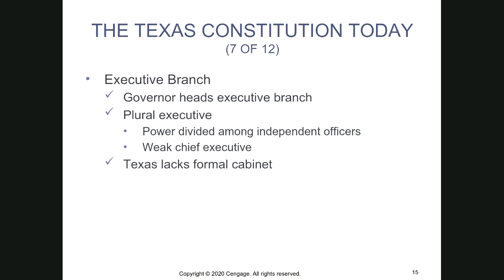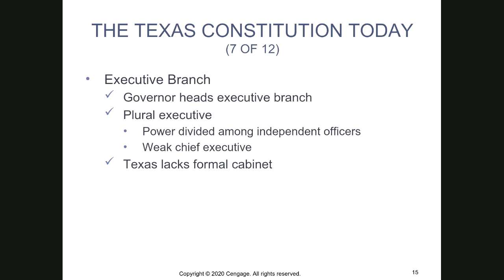Okay, so the executive branch. We just talked about the legislative branch, so we talked about the people who make those statutory laws. Now we're moving over to the executive branch, who's in charge of enforcement. The governor is going to be the head of the executive branch within Texas. So just like the president would be the head of the executive branch on a national level, the governor is the head of the executive branch here.